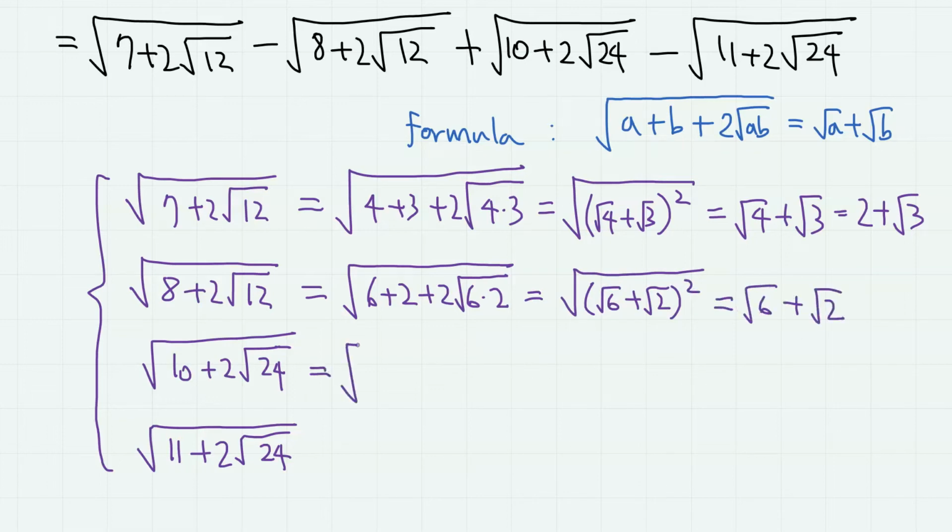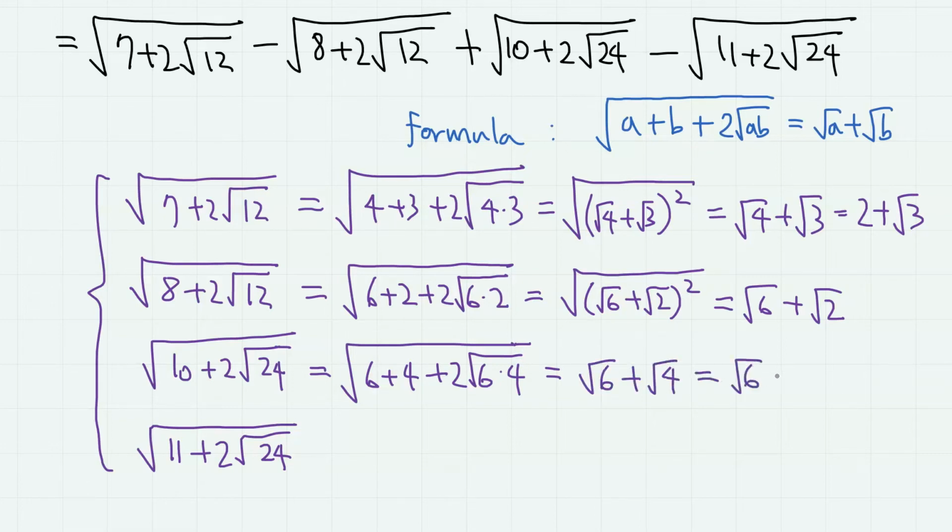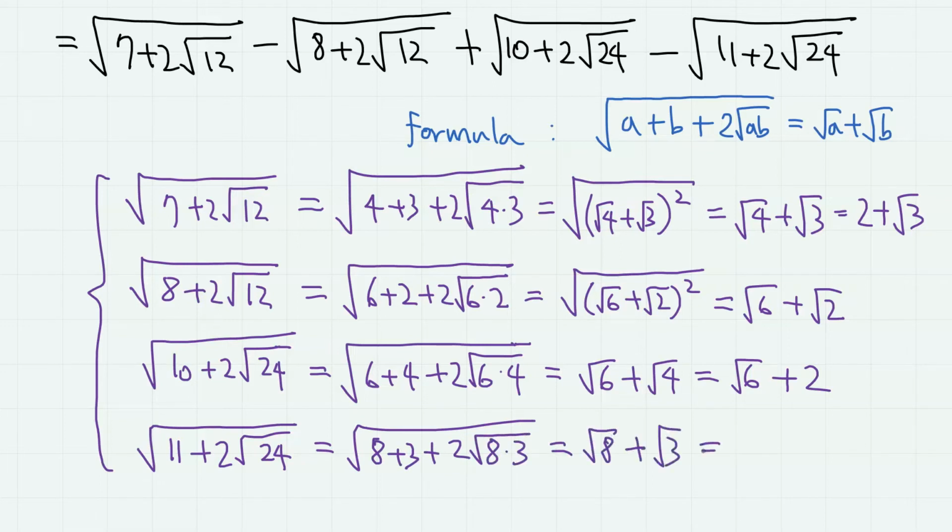For the third one, 10 is 6 plus 4 and 24 is 6 times 4. So now we have square root of 6 plus square root of 4 and therefore square root of 6 plus 2. And finally, for the last one, 11 equals 8 plus 3 and 24 equals 8 times 3. So now we have, which is 2 times square root of 2 plus square root of 3.